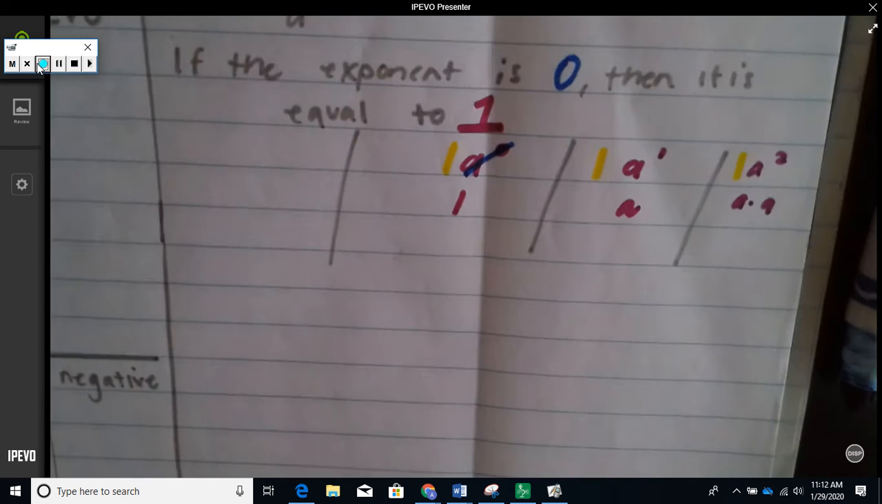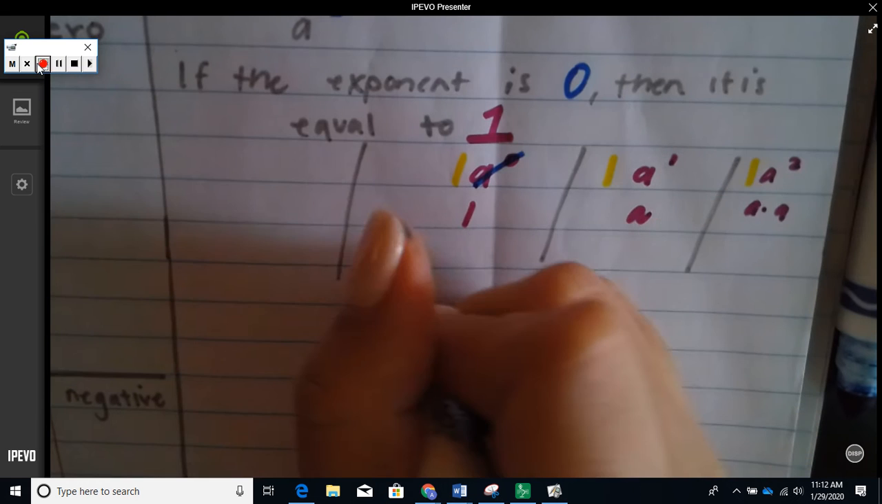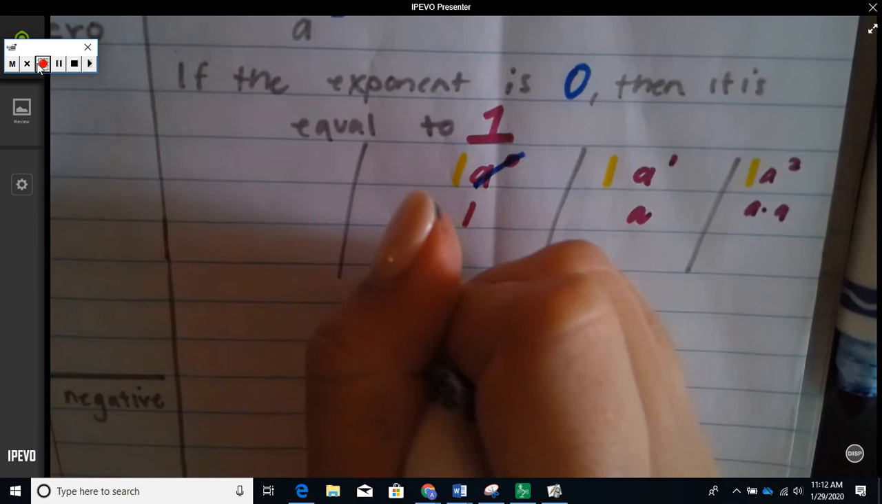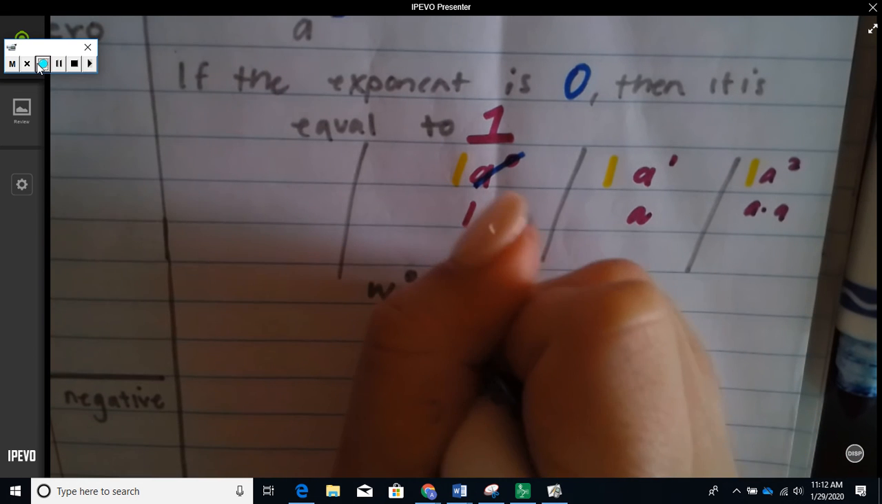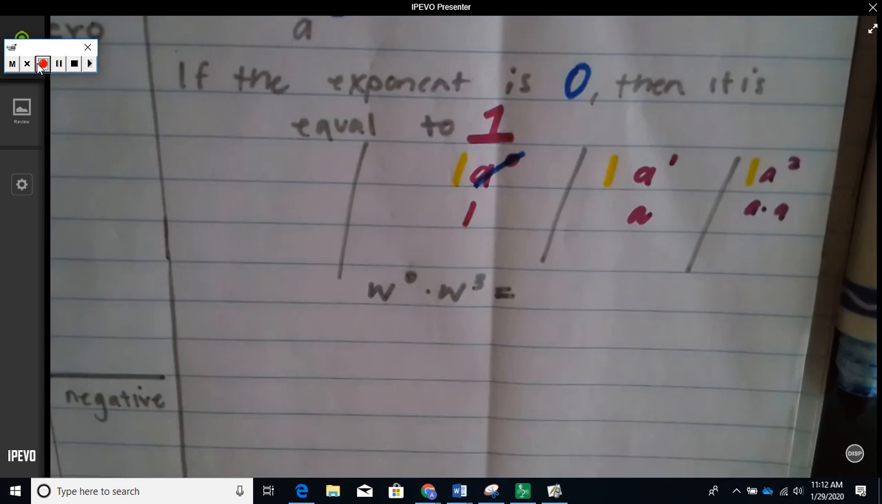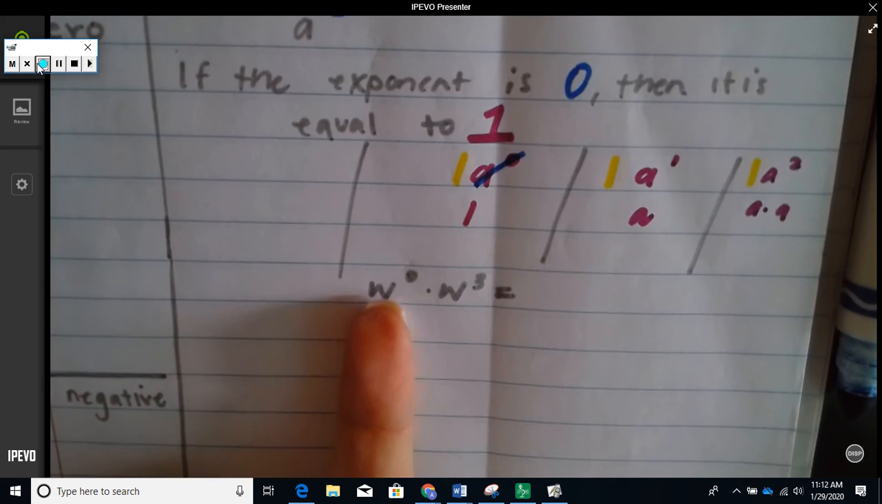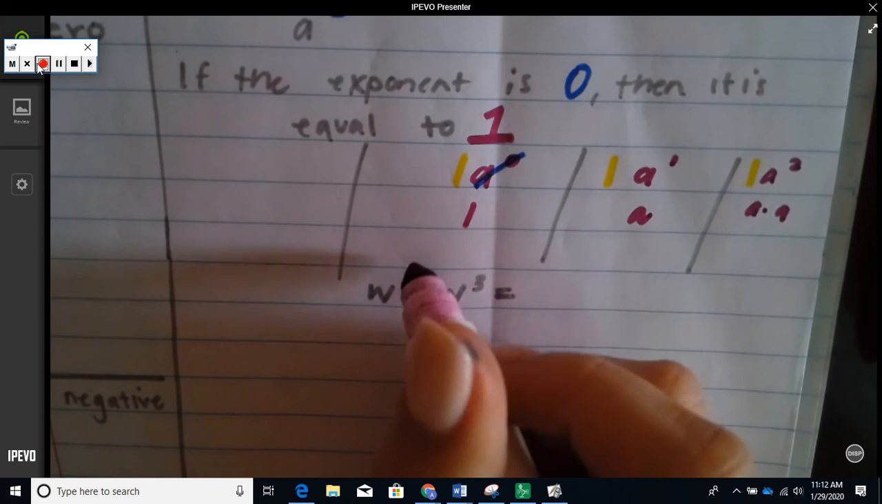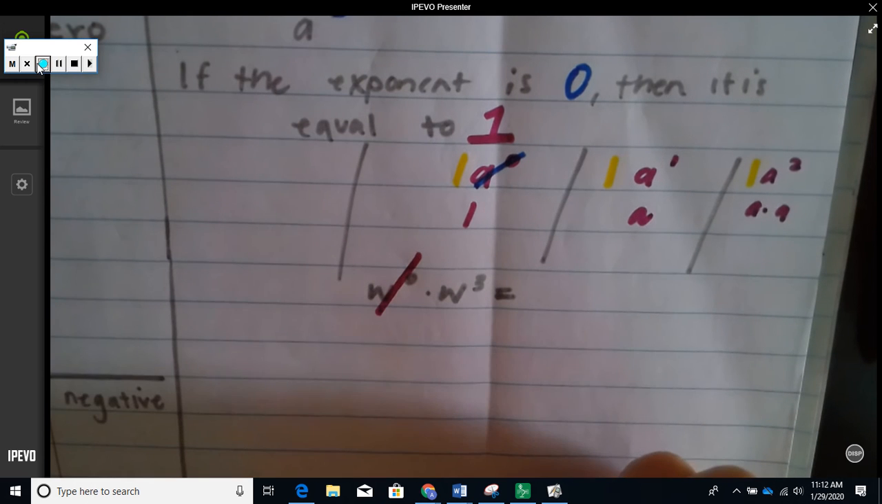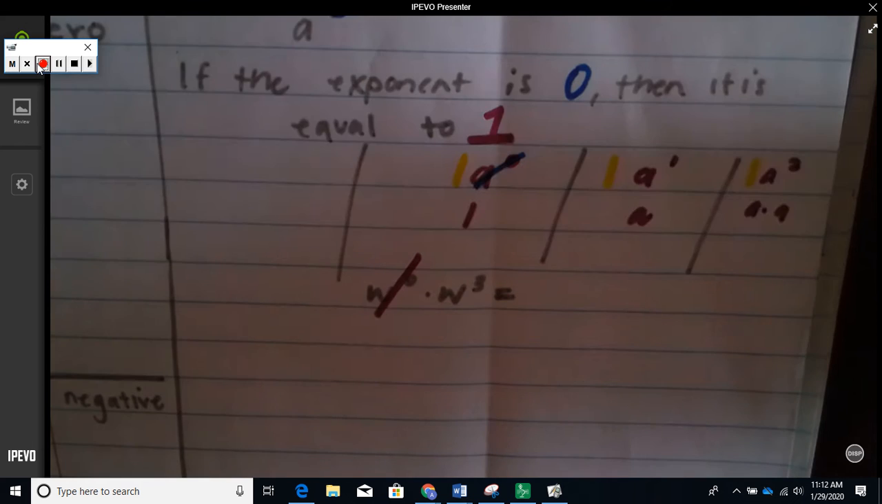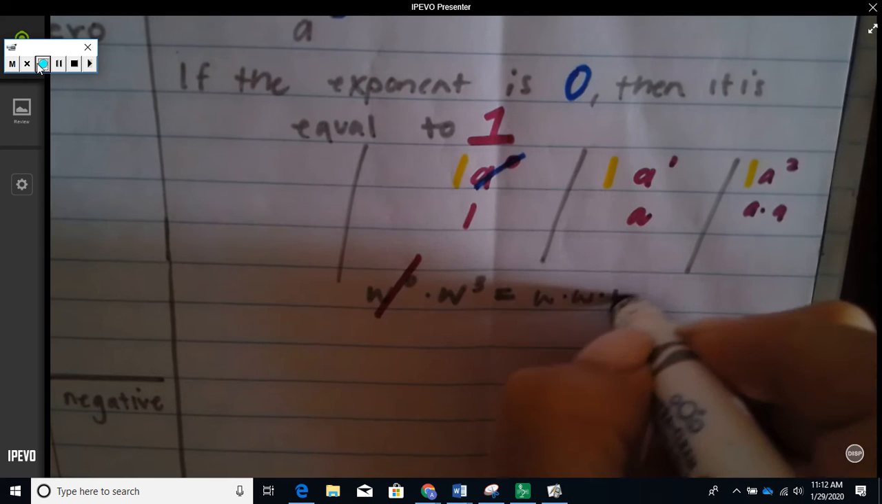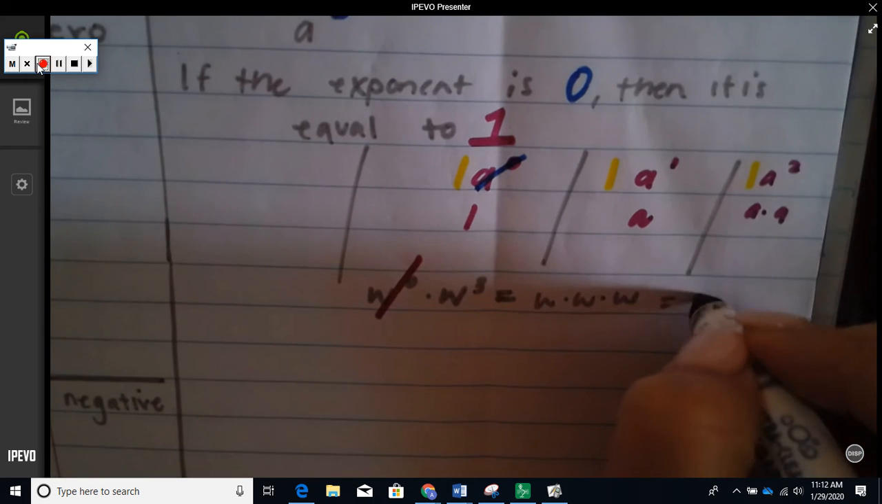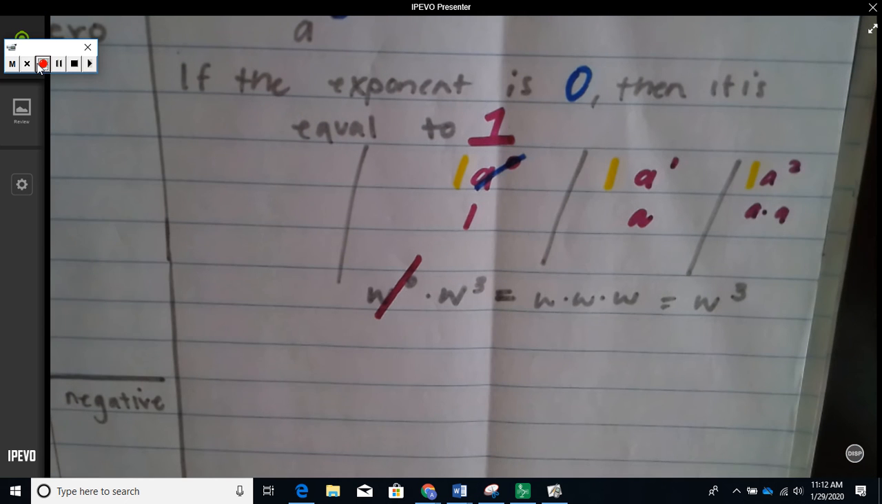So, I see on IXL, if it says something like w to the power of 0 times w to the power of 3, when you see w to the 0, that equals 1. Okay, I'm going to write over it so you can know. So then it's just going to be w times w times w times w, just that part. So that equals w, and the coefficient is just a 1.